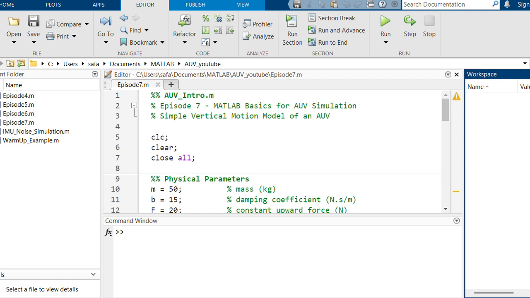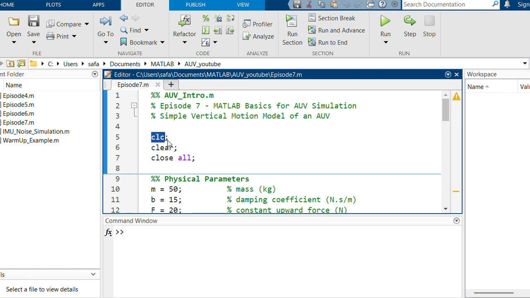As usual, we begin by clearing the command window, removing variables from memory, and closing existing figures. This ensures a clean workspace before running the simulation.